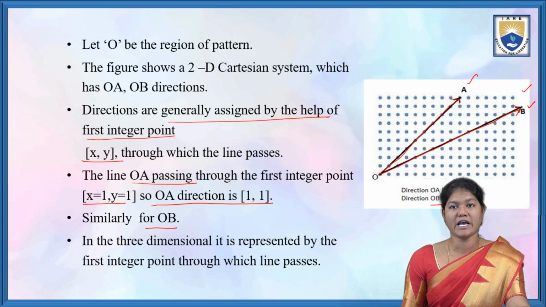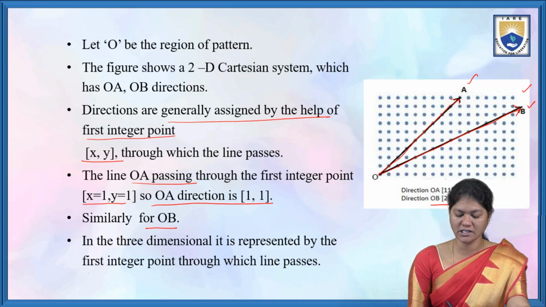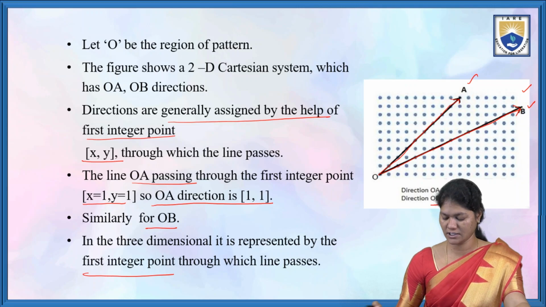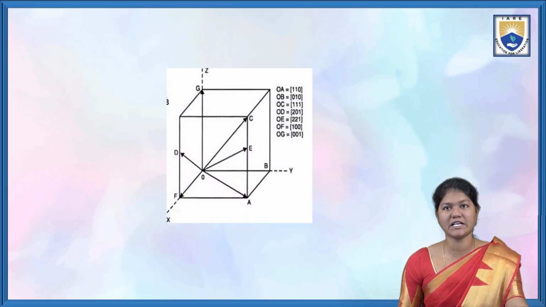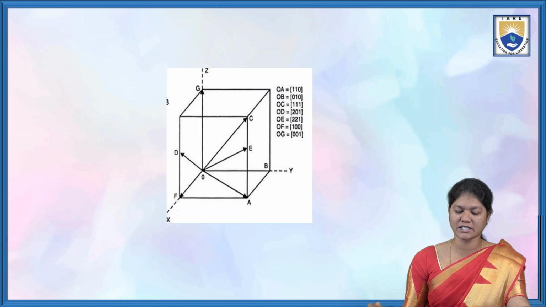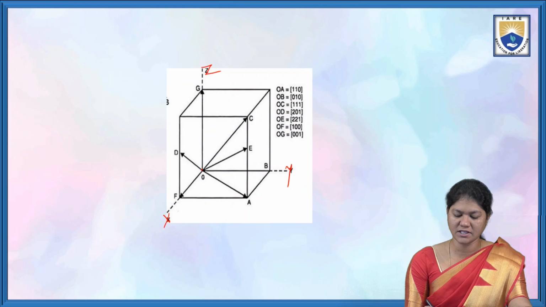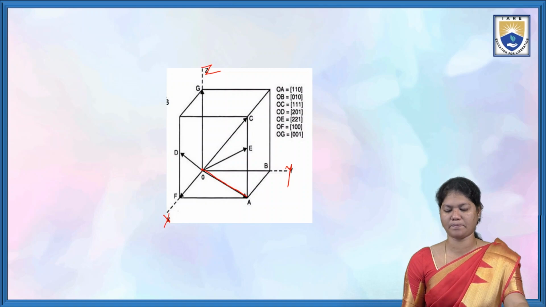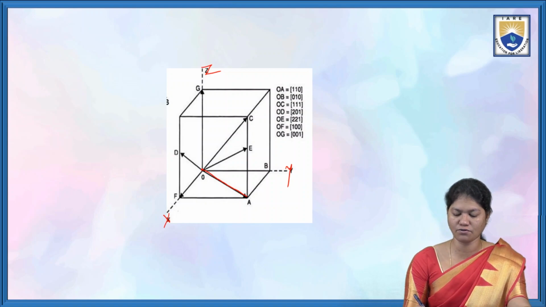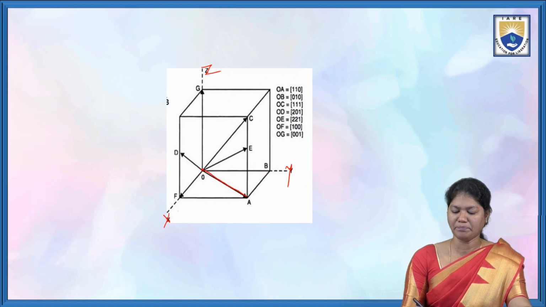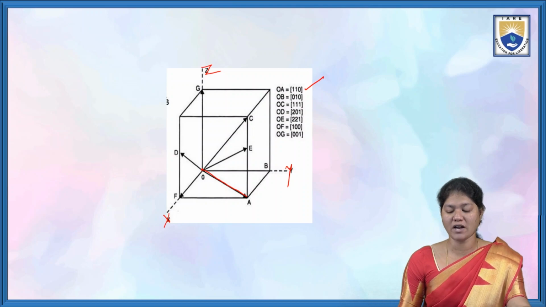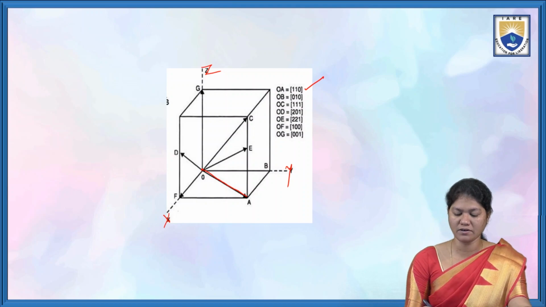In three dimensions, the direction is represented by the first integer point through which the line is passing. This is the three-dimensional Cartesian system, where x, y, z are there. Here, the directions can be represented with O as the origin. For the direction of OA on the x, y plane, the direction is 1, 1, 0.